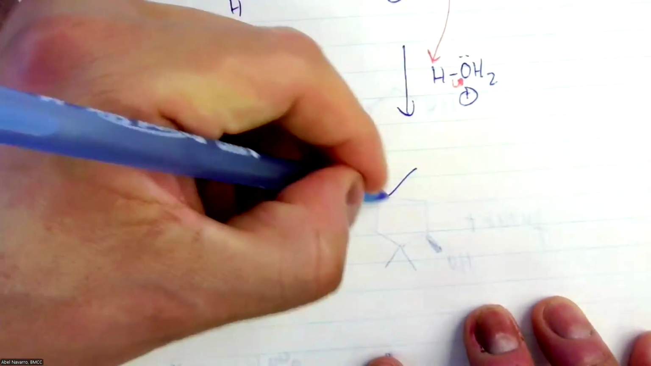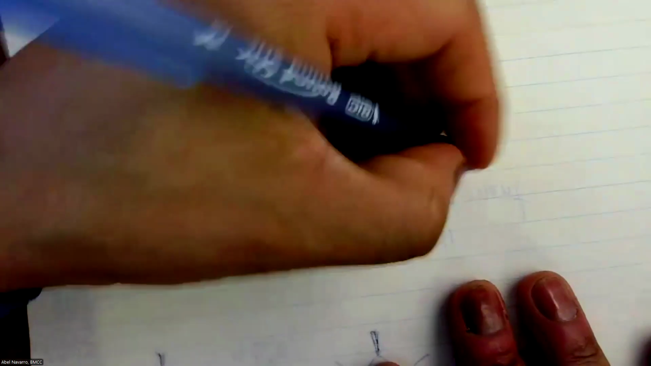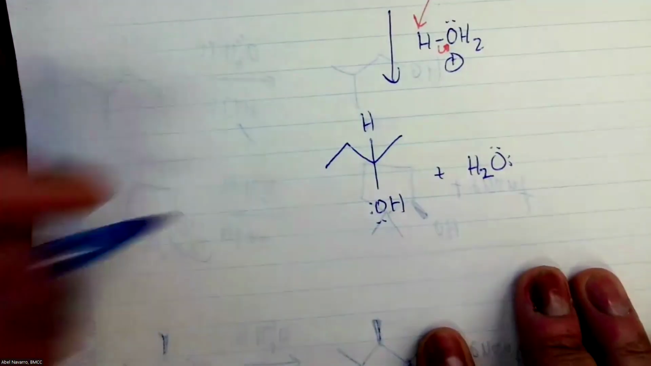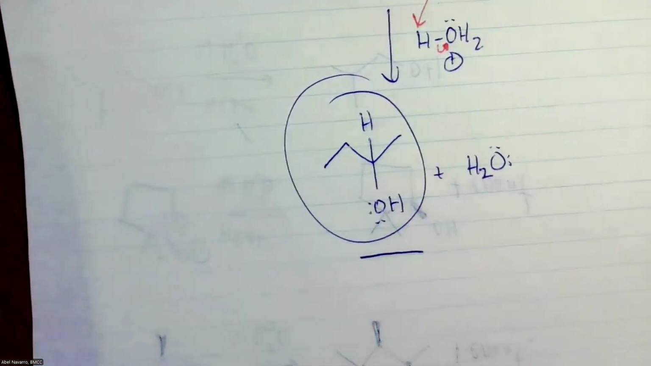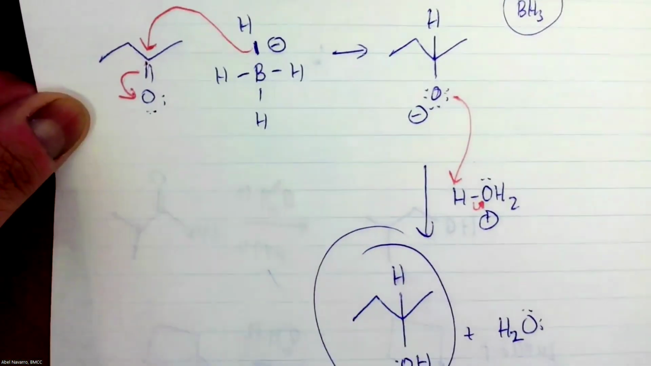And then after that, the product will be OH with 2 lone pairs, and water. That's it. That's your product. That's the end of the mechanism. Not difficult at all.